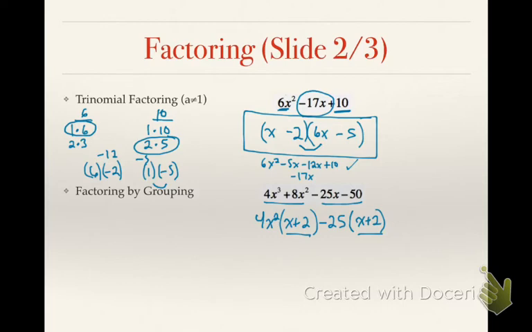Now that I've grouped 2 by 2, and I have factored out a 4x squared and a negative 25 and have results of x plus 2, I can do common factoring again because we now have essentially 2 terms. Each term has an x plus 2 in it. So I'm going to factor out an x plus 2 and write down what's remaining. In the first term, I'm left with a 4x squared, and in the second term, I'm left with a minus 25.